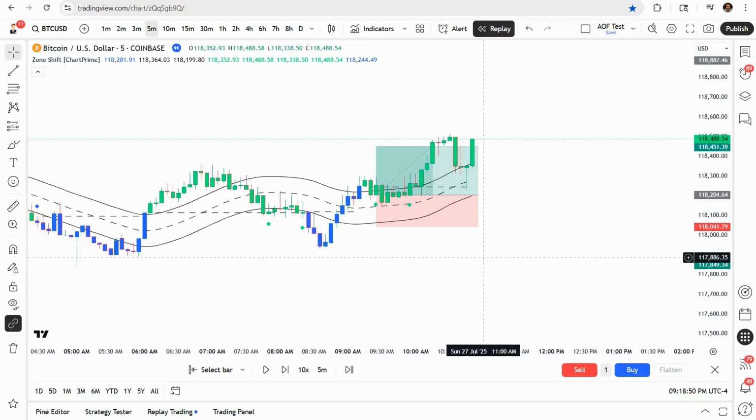This one definitely getting there a little bit quicker. You can see this nice push to the upside, getting us to our take profit.